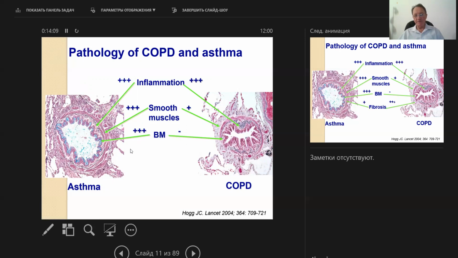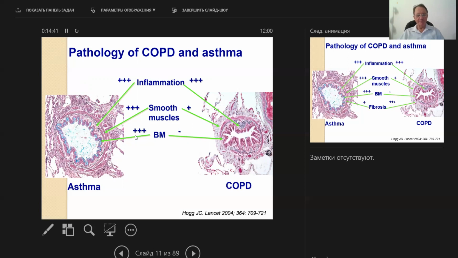But in case of bronchial asthma, we have hypertrophy of the basal membrane of the epithelium. In case of COPD, frankly speaking, the basal membrane significantly diminishes from the normal size of the basal membrane of a normal bronchus. It's not only of theoretical interest to know about it.